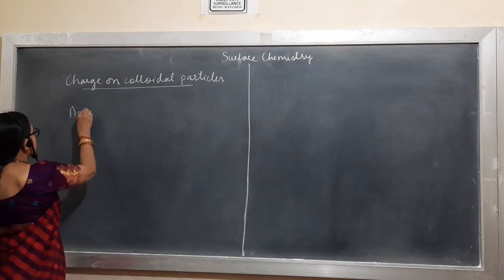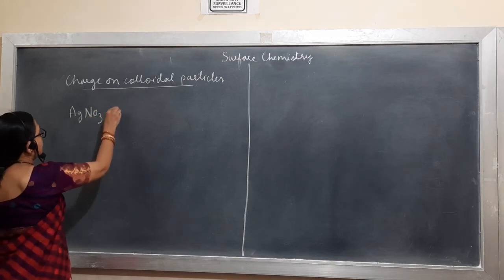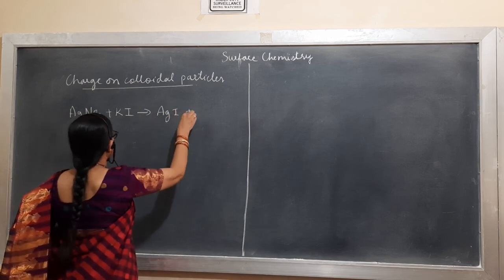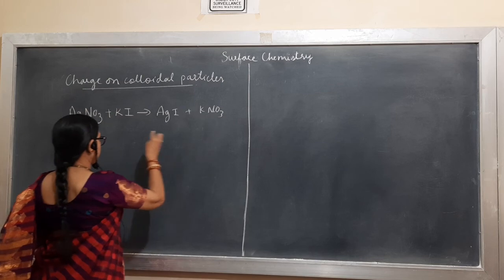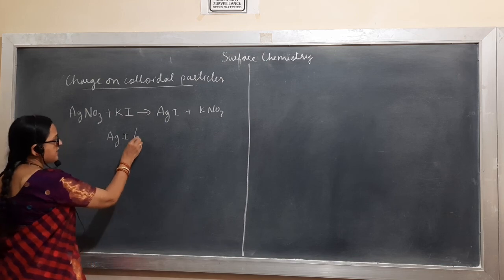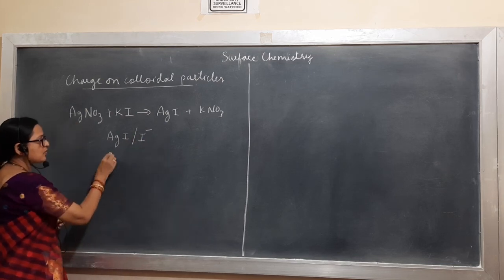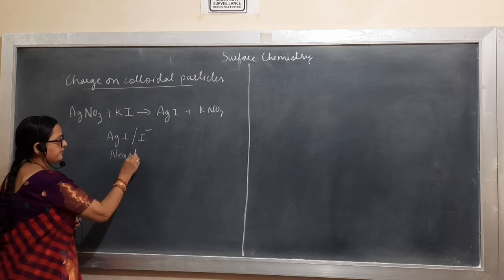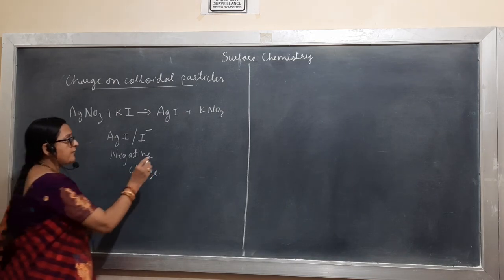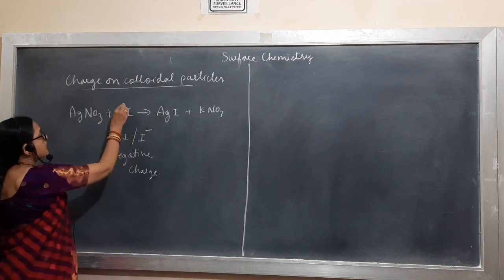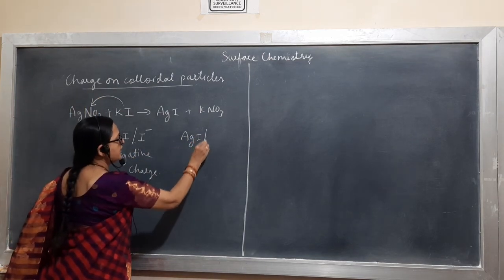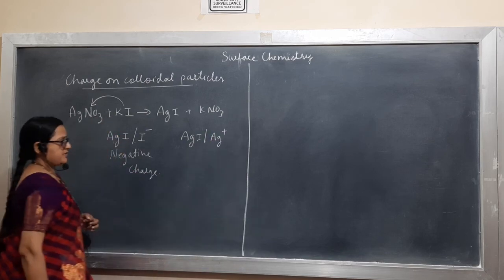If AgNO3 is taken and treated with potassium iodide, silver iodide is formed. This silver iodide attracts one more ion on it. Suppose it attracts an iodide ion, then the sol gets a negative charge. There is one more possibility: if I add potassium iodide to silver nitrate solution, silver ions may go and deposit on this silver iodide.